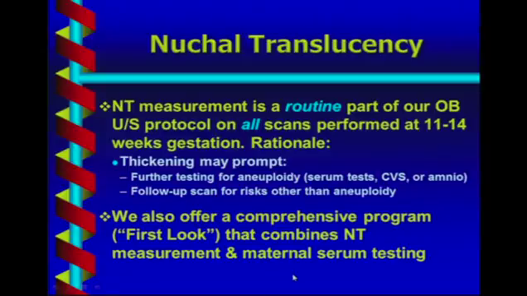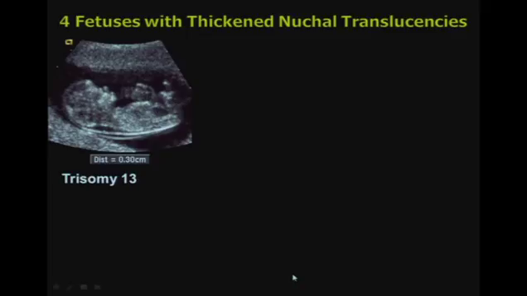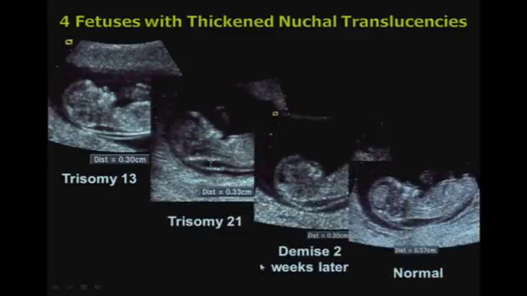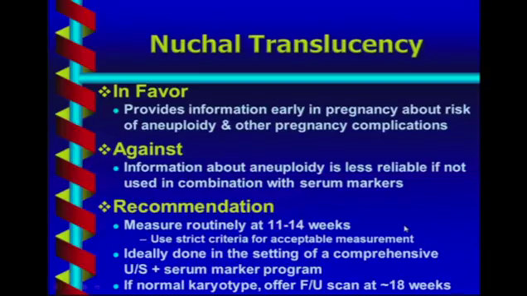We also offer a comprehensive program called a First Look program that combines the nuchal translucency measurement and maternal serum screening. Here are a few different fetuses, all with thickened nuchal translucencies. One had trisomy 13, one went on to have a diagnosis of trisomy 21, one had demise 2 weeks later, and one, even though the nuchal translucency was very large, was normal. So remember, nuchal translucency is an indicator of possible or probable problems, but not definite.